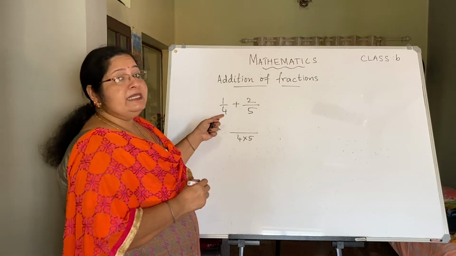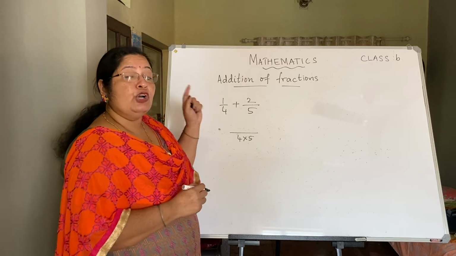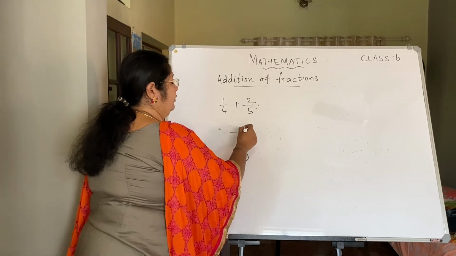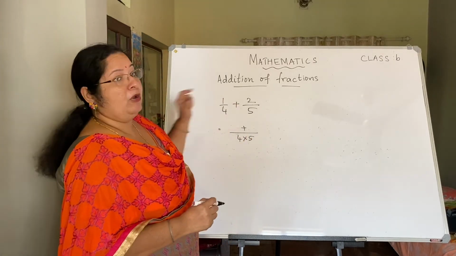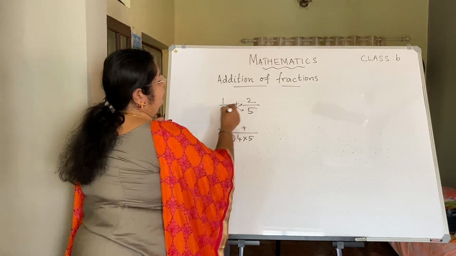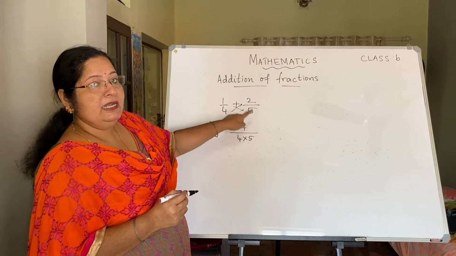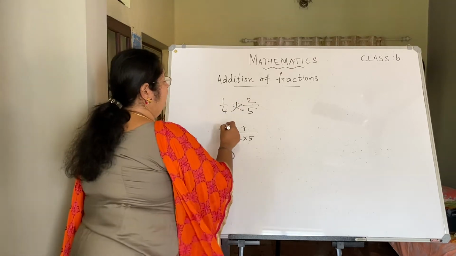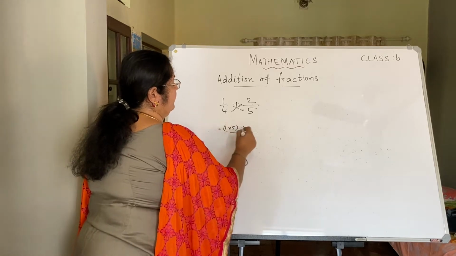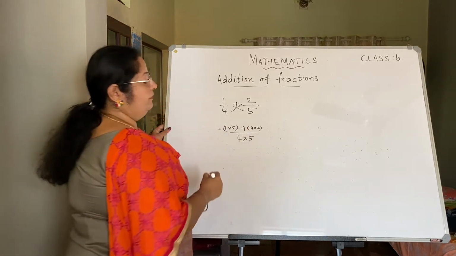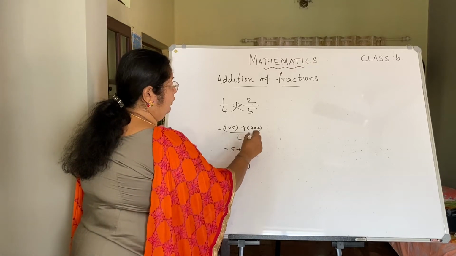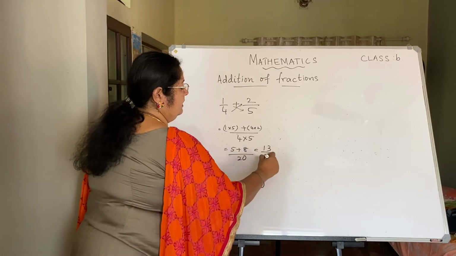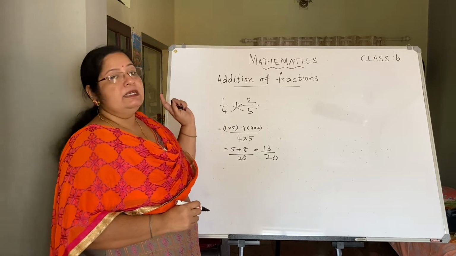Now the numerator will be the sum of cross products. That means you are going to add the cross products. Cross product means the numerator of the first fraction multiplied by the denominator of the second, and the denominator of the first fraction multiplied with the numerator of the second fraction. So this will be 1 into 5 plus 4 into 2. So 1 into 5 is 5, 4 into 2 is 8, 4 into 5 is 20. So 8 plus 5, 13 by 20. That will be your sum.